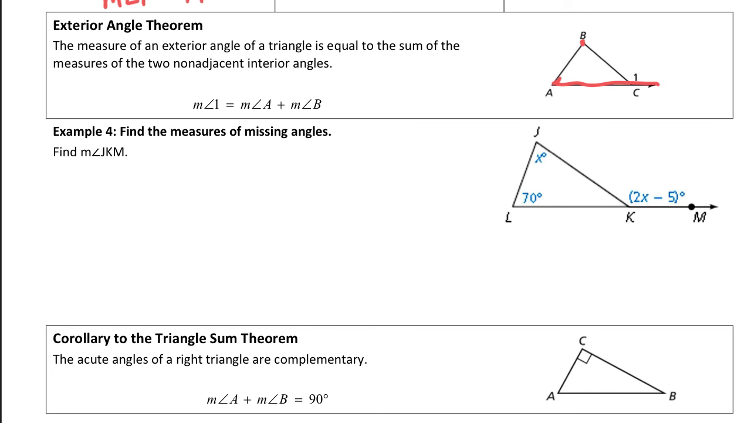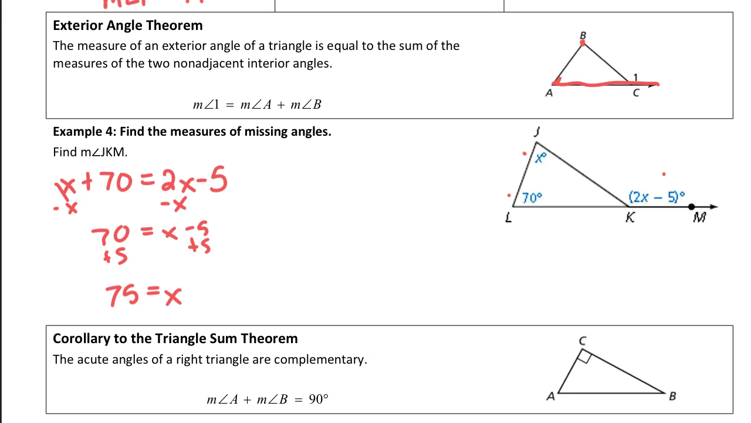So if I'm going to find a missing angle, like in this example 4, the equation I set up is these two interior angles add to equal, so x plus 70, they add to equal that exterior angle. So that becomes an equation I can solve. I can subtract x from both sides. 70 equals x minus 5. I add 5 to both sides. 75 equals x. Now that's really not what I was looking for yet.